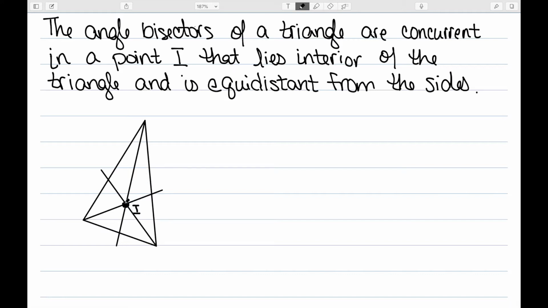And the other thing is that the distance from I to each side, if I actually look at the perpendiculars, is going to be the same. So the distance from I to each side will be the same.